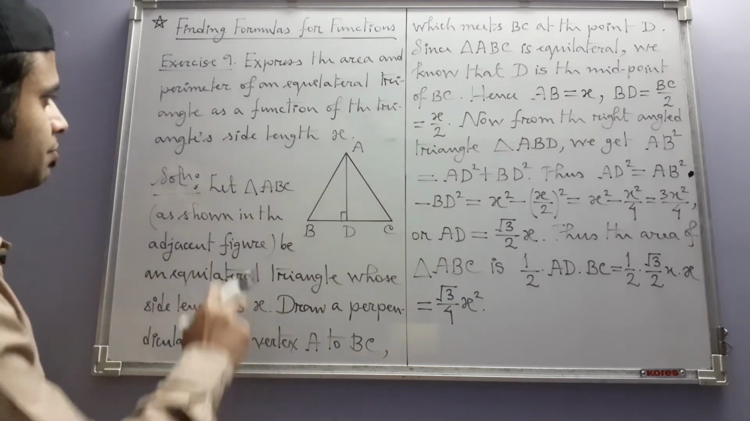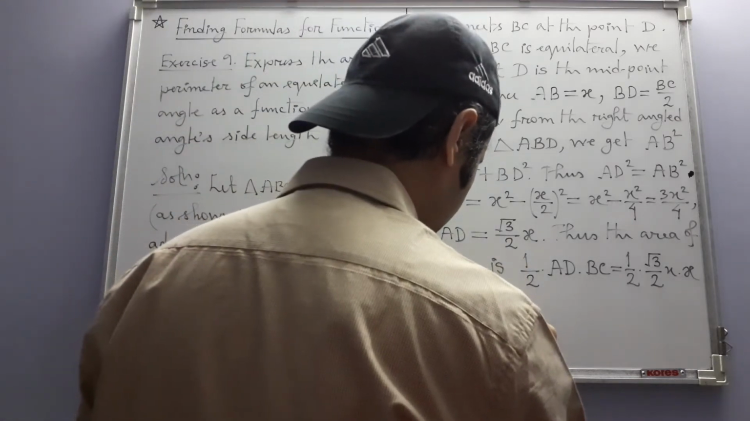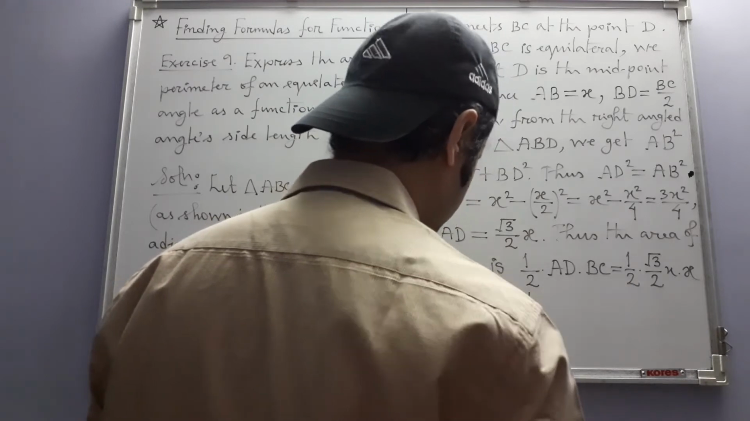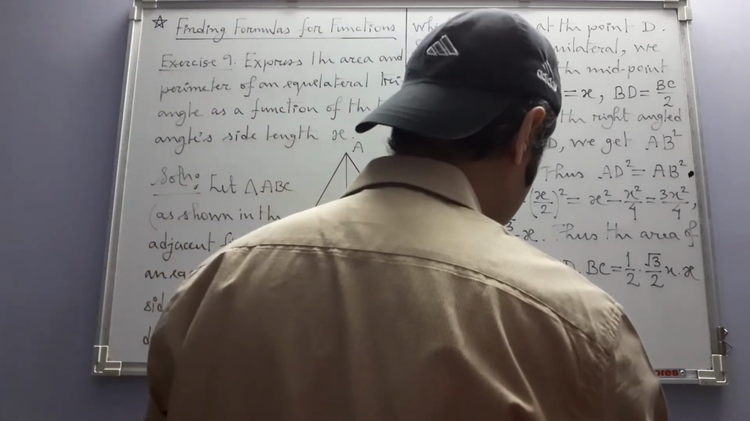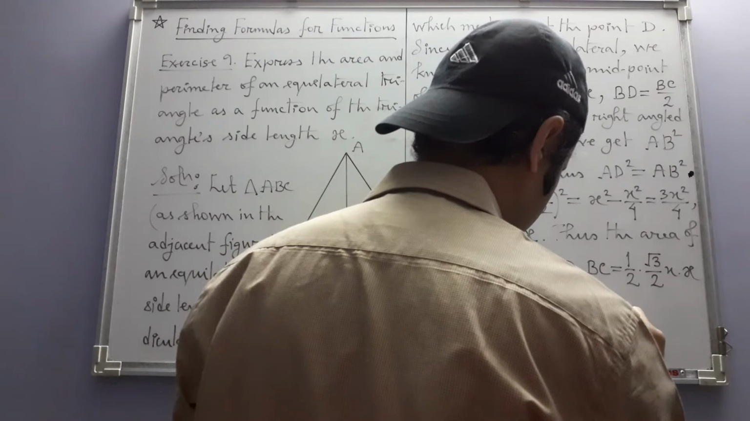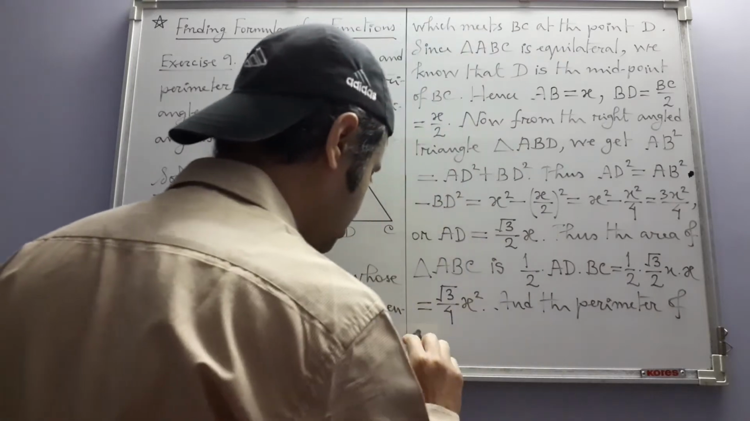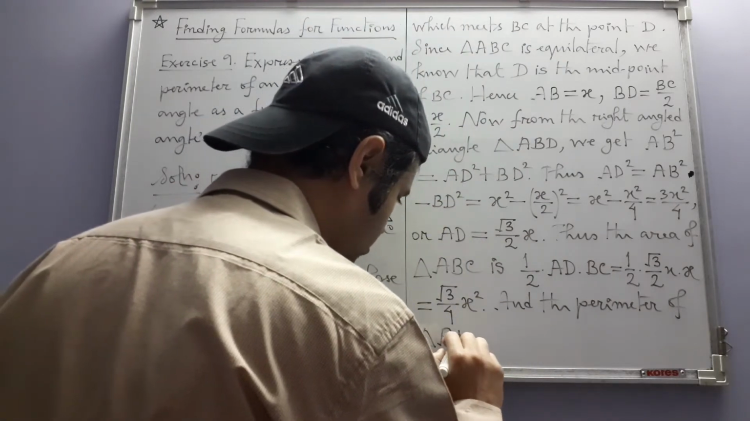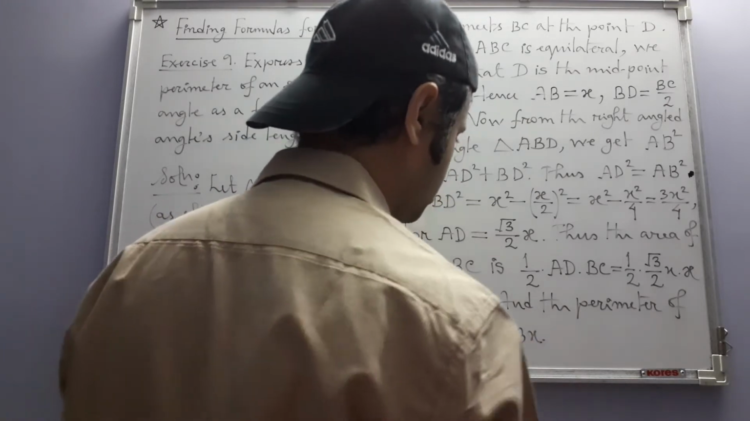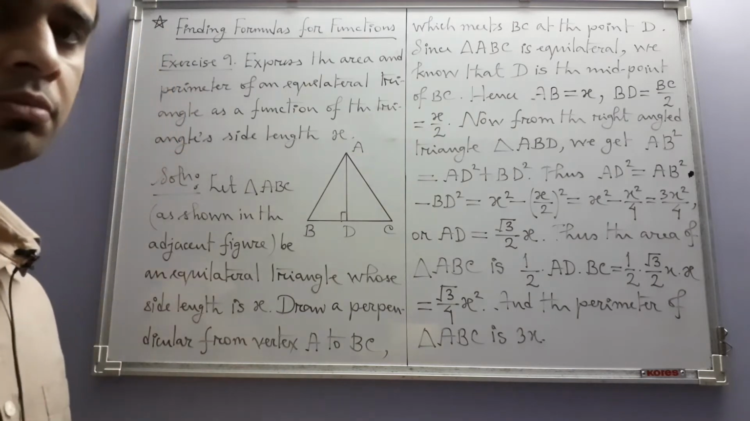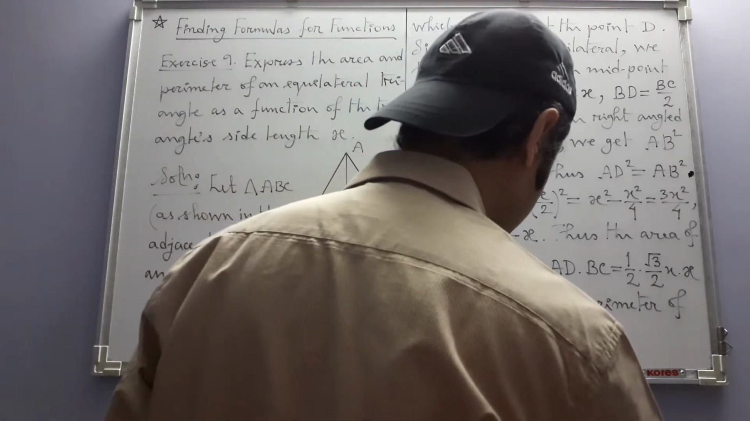And the other thing, the perimeter is of course very trivial, because the perimeter is the sum of the side lengths. The perimeter of triangle ABC is 3x, because all the sides are of equal length and each one of them is of length x, so the perimeter is 3x.